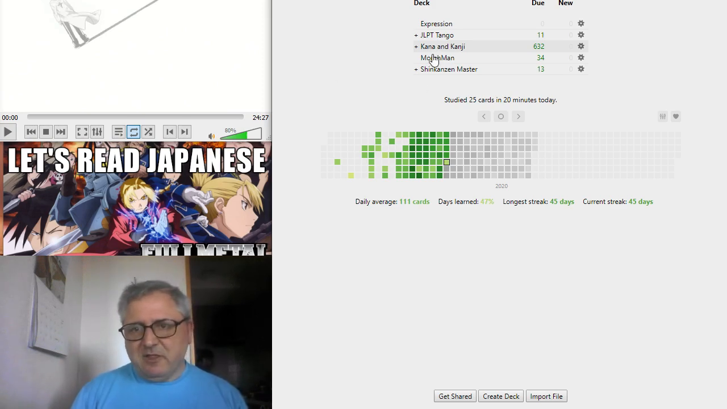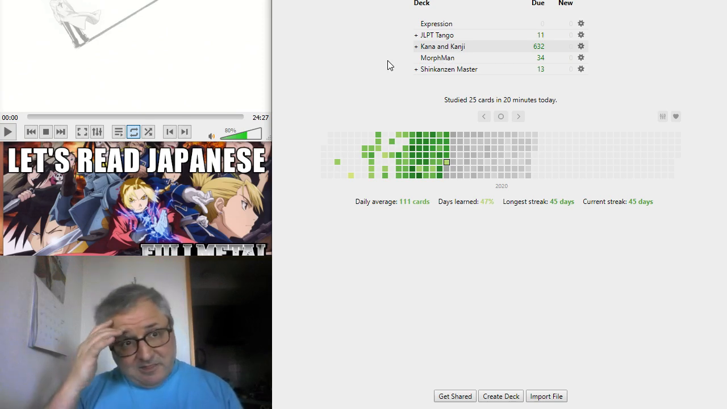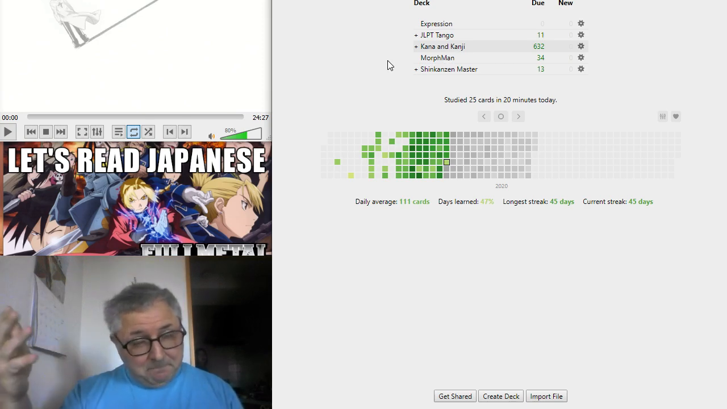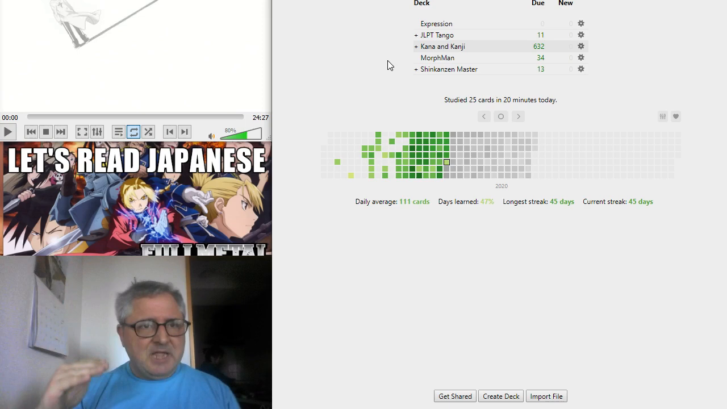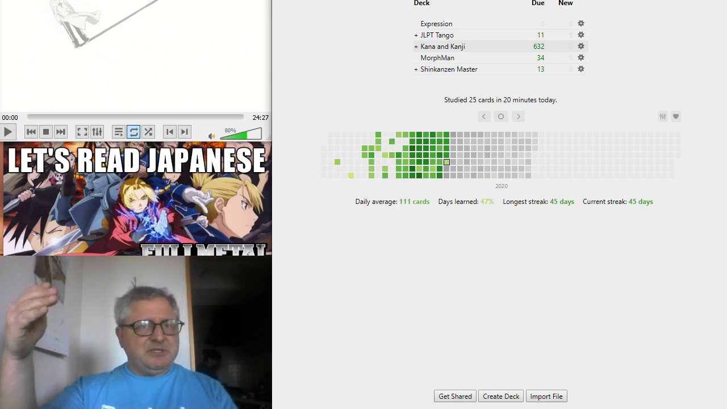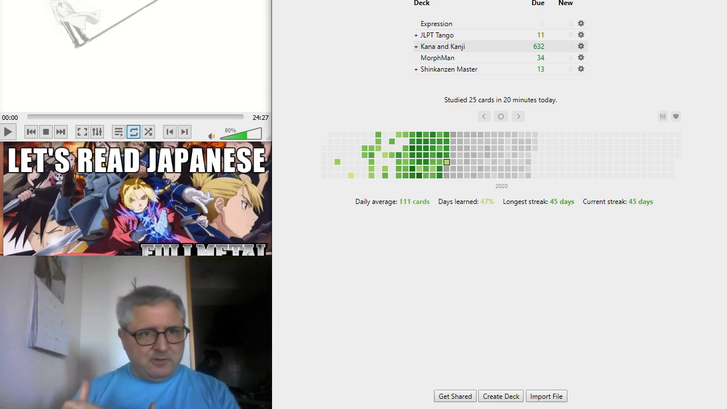What is Morph Man? That's just it right here. This is to collect. It's basically like sentence mining, but with automated sentence mining, looking for words in sentences. Morph Man, what it'll do is it'll scan text, and then let me just show you. I give it a bunch of sentences from the stuff I've read. Okay, so it's lines of text.